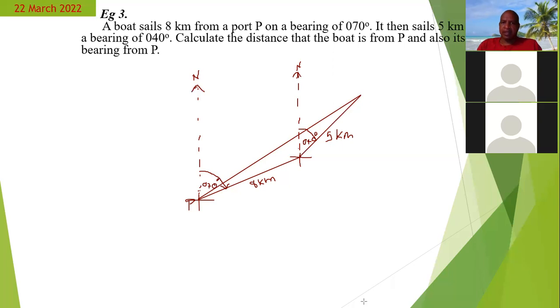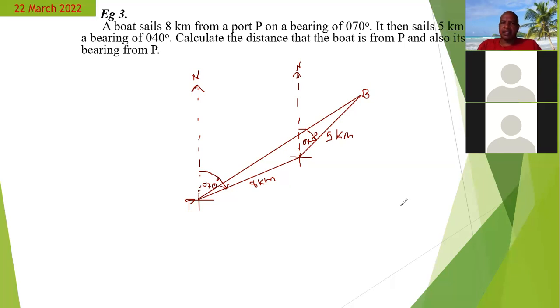All right, so what can we do here in terms of what we know to actually calculate that distance from P to where the boat stops? So let us label where it stops with a letter. We're going to call where it stops B for the boat. All right. Any ideas as to how we could go about calculating that length of PB? From P to B. That's the length that we're trying to calculate now.